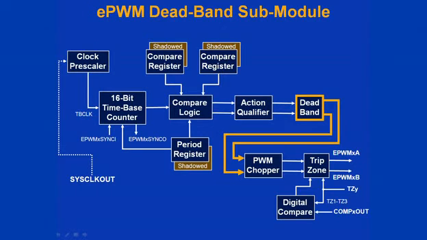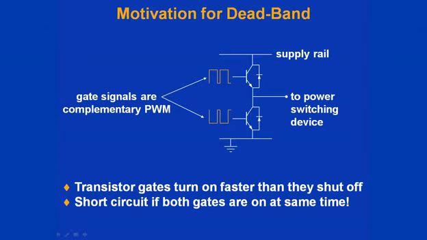The deadband submodule provides a means to delay the switching of a gate signal, thereby allowing time for gates to turn off and preventing a short circuit. To explain further, power switching devices turn on faster than they shut off. This issue would momentarily provide a path from supply rail to ground, giving us a short circuit. The deadband submodule alleviates this issue.